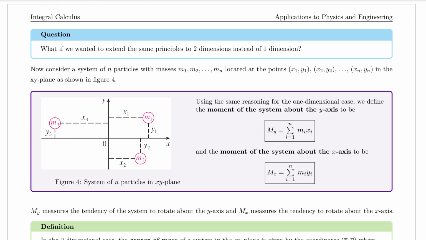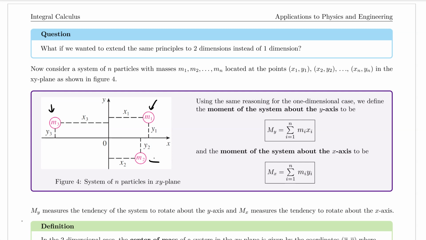So a question that one might be able to pose is, what if we wanted to extend the same principles to 2 dimensions instead of 1 dimension? Now consider a system of n particles with masses m1 through mn, located at the points x1, y1, x2, y2, and so on, all the way to xn, yn, in the xy plane as shown in figure 4. So here, now it's like we are looking at a thin sheet of paper, and we have a mass here, a mass here, and a mass here.